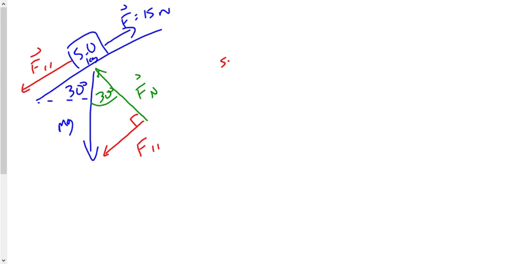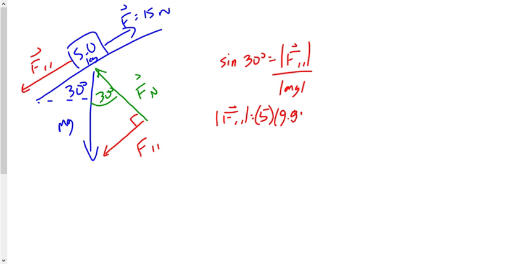It's the opposite side, so we'll use sine 30 degrees is equal to opposite over the hypotenuse. F parallel ends up being equal to mg sine 30 degrees, 5 times 9.81 times sine 30 degrees. 5 times 9.81 times sine 30 gives me 24.525 newtons.